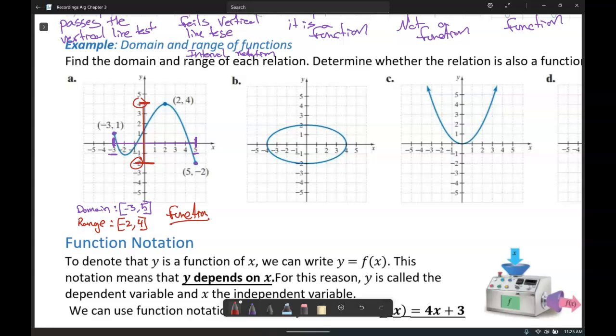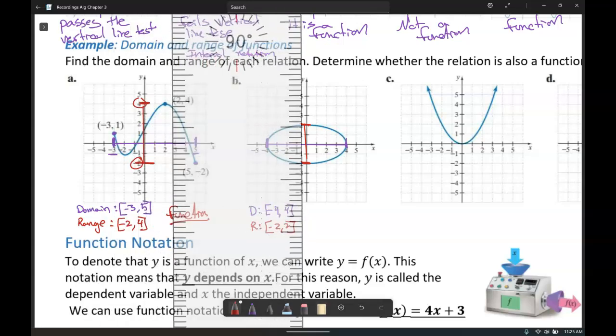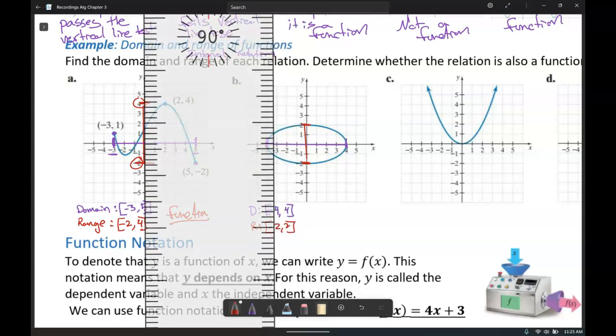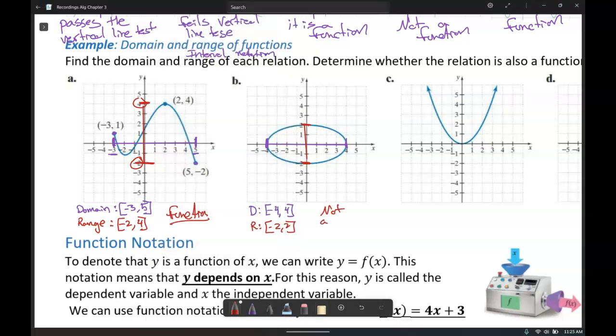And we can look at our oval that we have here. And let's identify our domain first. X values extend from -4 to 4. And then our y values extend from -2 to 2. This graph fails the vertical line test, as we can see just by the y-axis. So therefore, it's not a function.